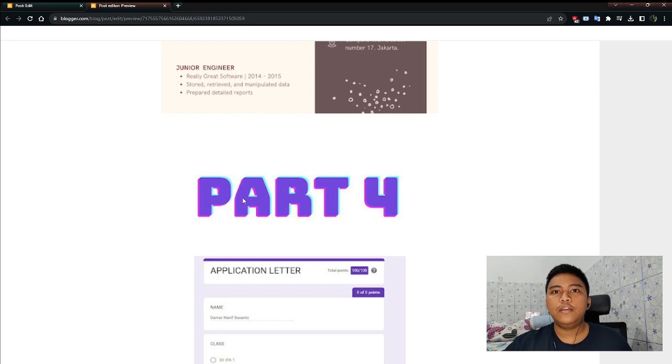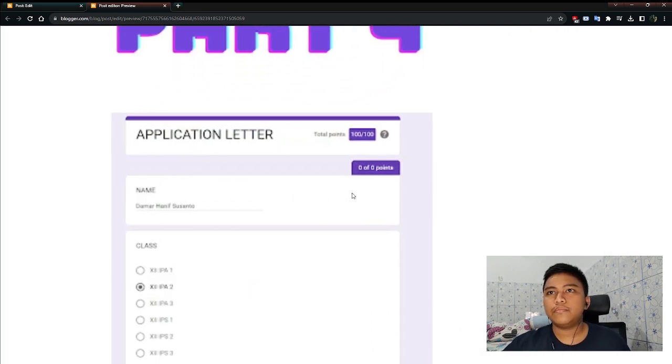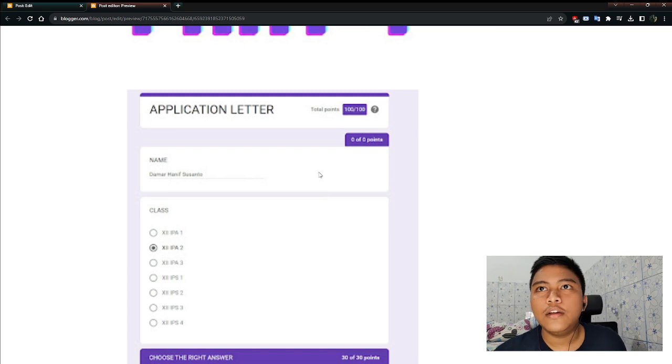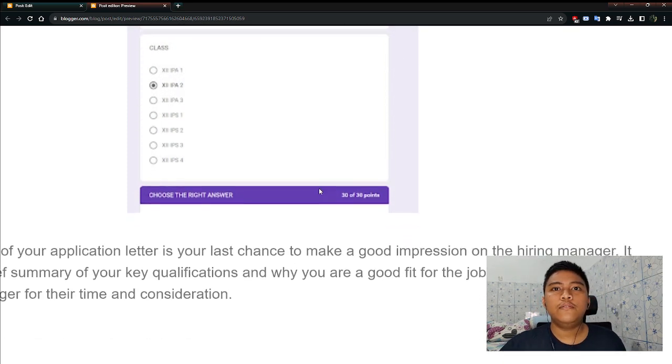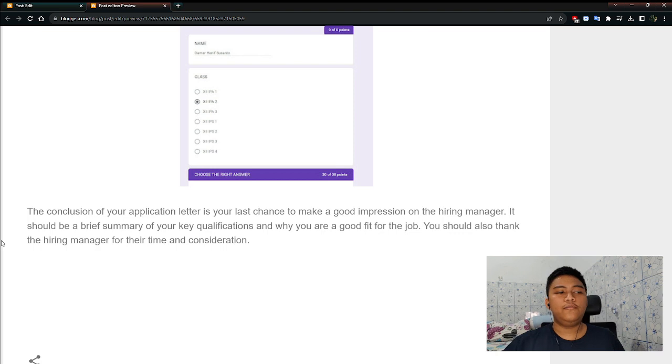So for part 4, here's the exam. I got a perfect score for the exam, and finally the conclusion of this chapter. So the first chapter is about application letters. The conclusion is that the application letter is your last chance to make a good impression on the hiring manager. It should be a brief summary of your key qualifications and why you are a good fit for the job. And you also thank the hiring manager for their time and consideration. So that's all about application letters.